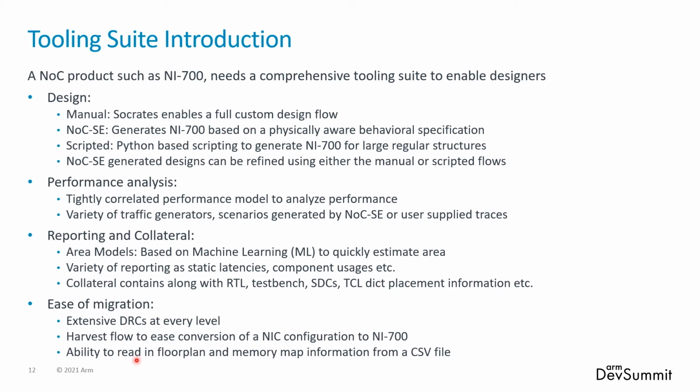For ease of migration, there are extensive DRCs at every level, as well as a harvest flow which converts a NIC-based configuration to a NI700. Finally, to ease the migration, there is also the ability to read in the floor plan and the memory map from a CSV file.